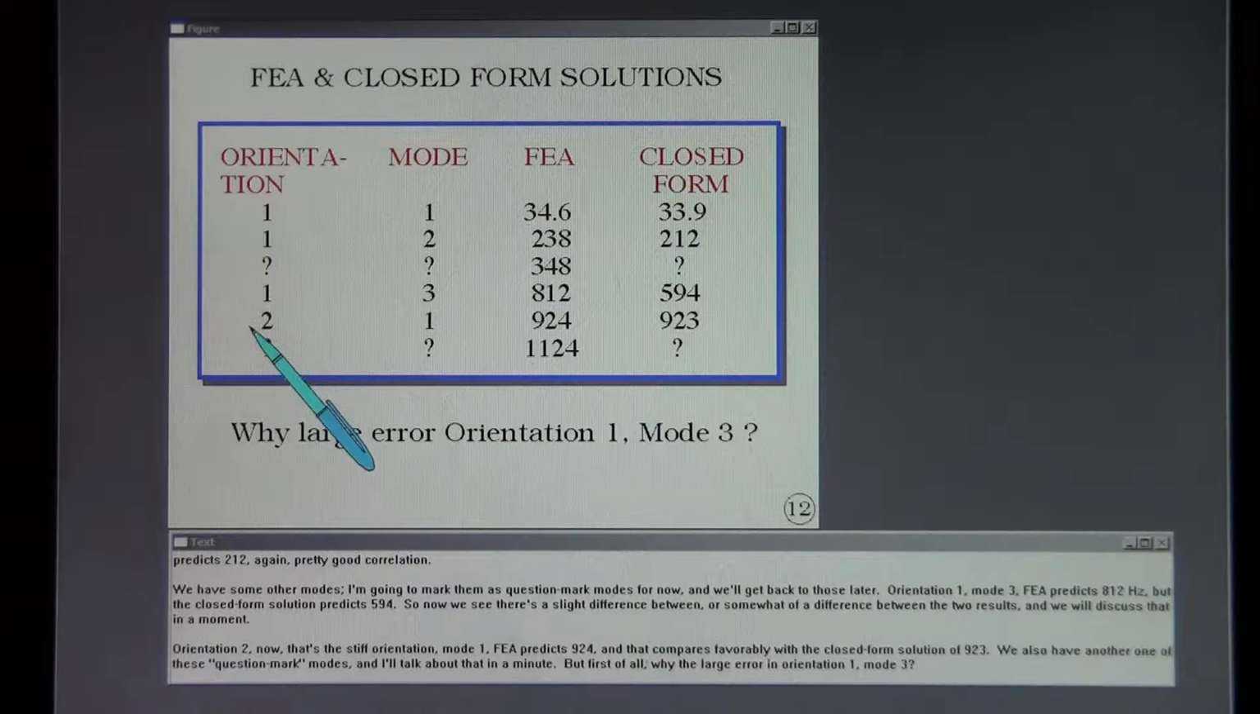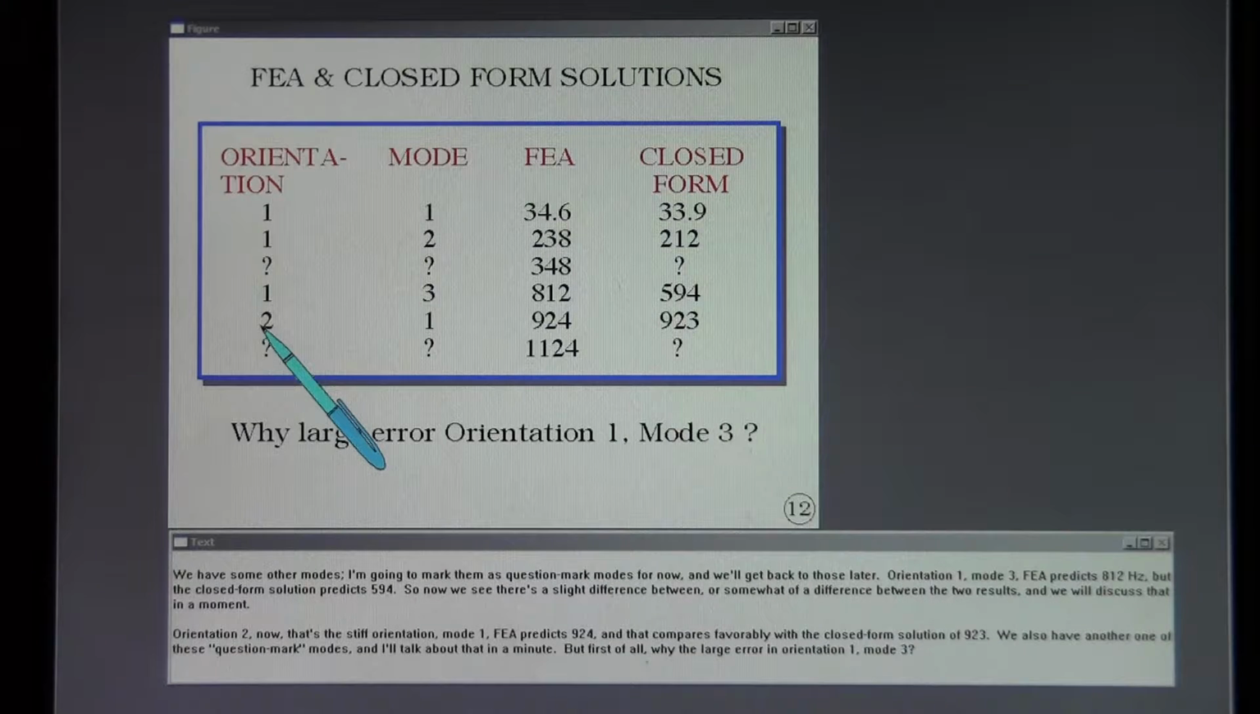Orientation 2, now that's the stiff orientation, mode 1, FEA predicts 924, and that compares favorably with the closed form solution of 923. We also have another one of these question mark modes, and I'll talk about that in a minute. But first of all, why the large error in orientation 1, mode 3?